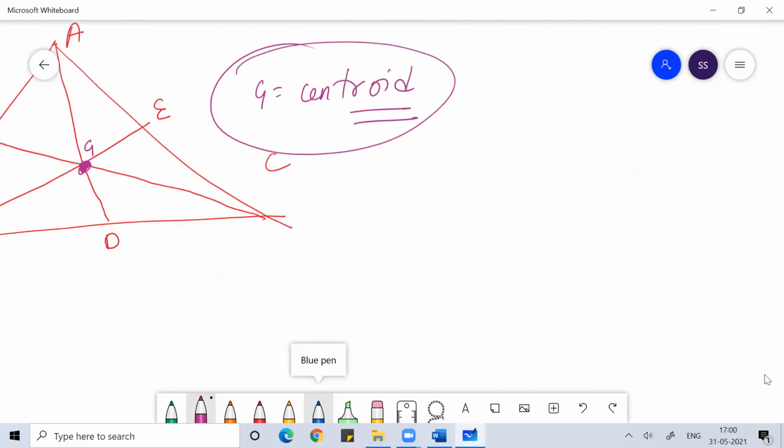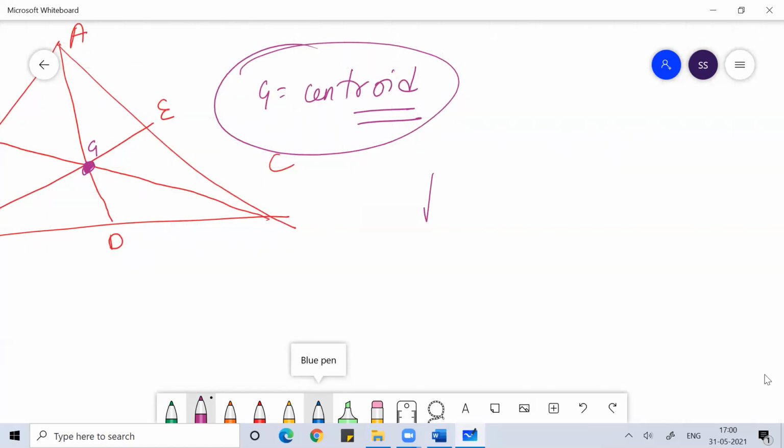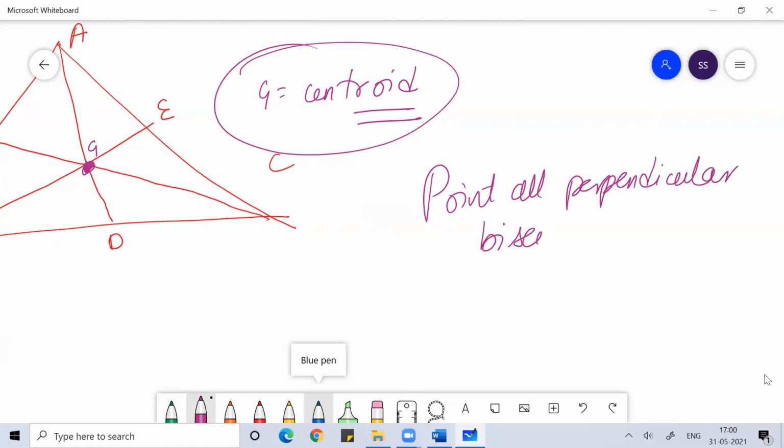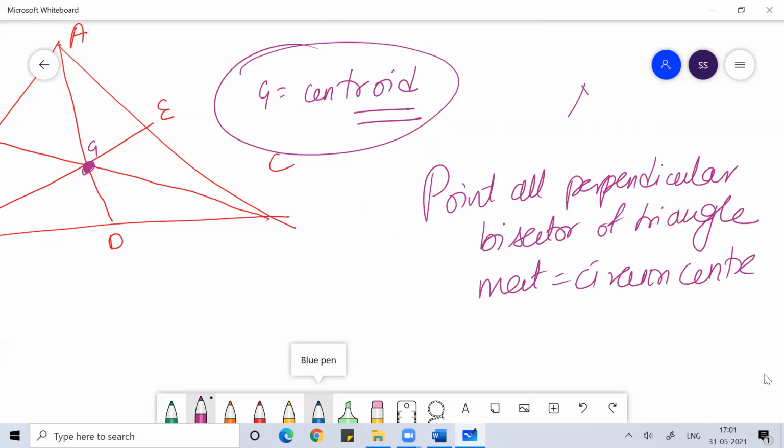Okay, so you know the point where all the perpendicular bisectors of the triangle meet, that is called the circumcenter. Correct? I told you the point where all perpendicular bisectors of a triangle meet is called a circumcenter. If you take that point as a center and draw a circle, the vertices of the triangle will lie on the circumcircle. If you take the point where all the medians of the triangle meet, we'll call that point a centroid. Where all the angle bisectors meet, we'll call that the incenter.